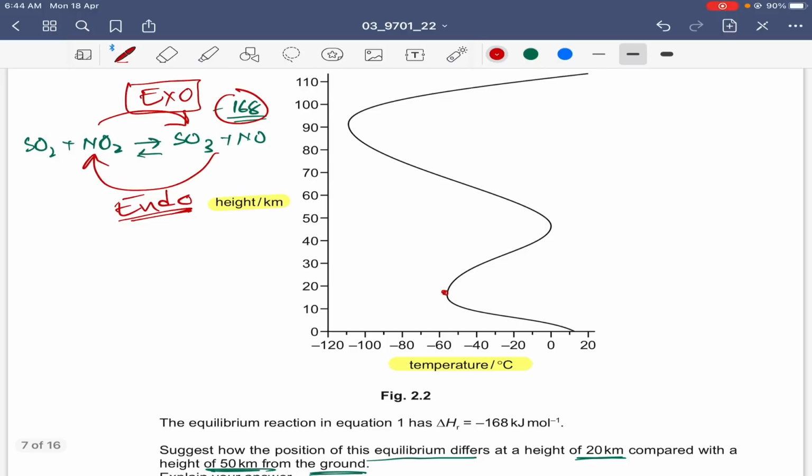But as we go up to 50 kilometers, the temperature increases from minus 60 to around 5 or 10. So that means the temperature is rising. When temperature rises, equilibrium shifts backward. And when equilibrium shifts backward, the concentration of SO3 and NO would decrease at equilibrium. Compared with 20 kilometers, at a height of 50 kilometers we would have a lesser concentration of SO3 and NO at equilibrium.